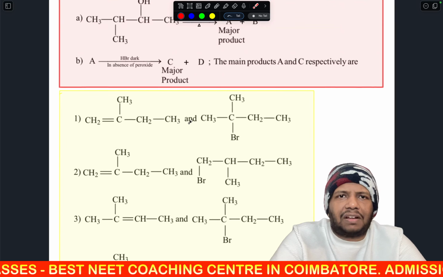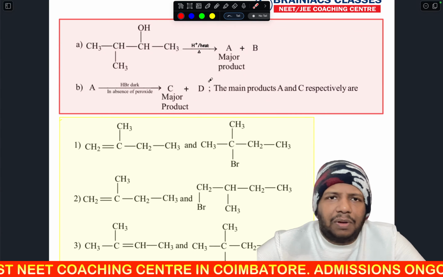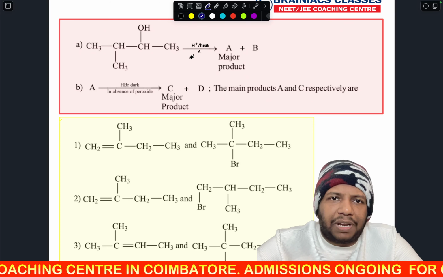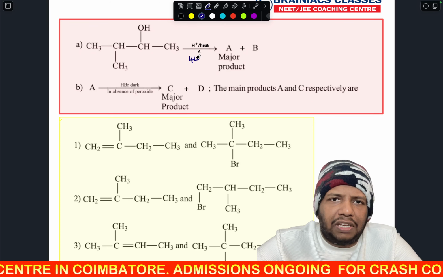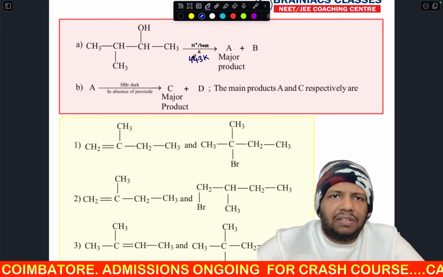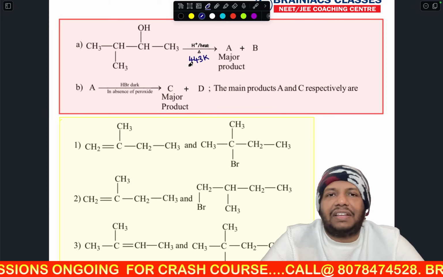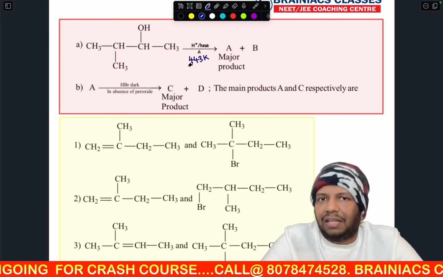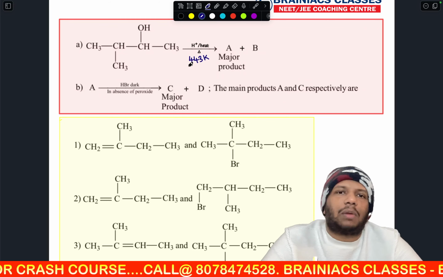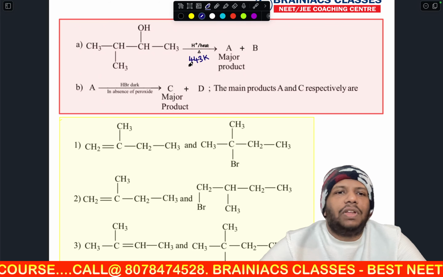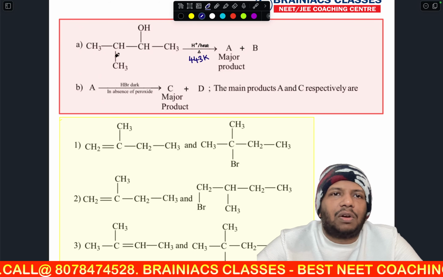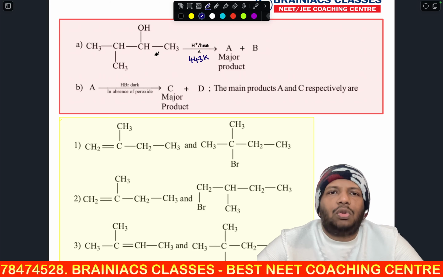If you go to the chapter alcohols, they mention it very clearly, and especially sometimes they will mention the temperature also. The temperature used for this heating is 443 Kelvin. This is a famous temperature at which the dehydration reaction occurs, and this will result in the formation of an alkene. That is why you are learning this in hydrocarbons also. Okay, now we need to see how this compound will undergo dehydration to form an alkene.